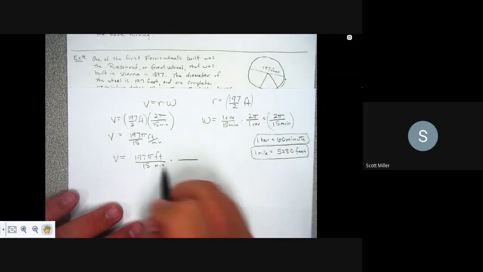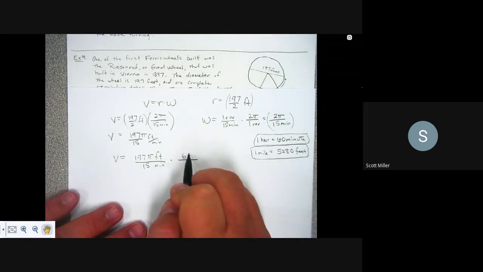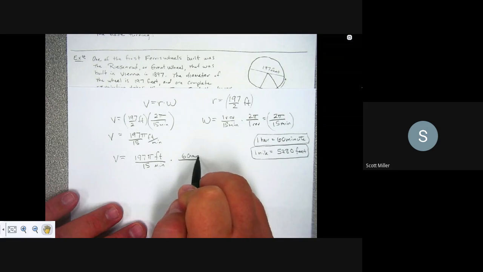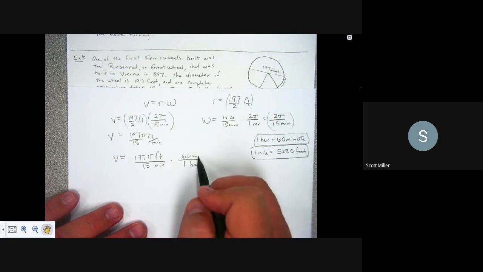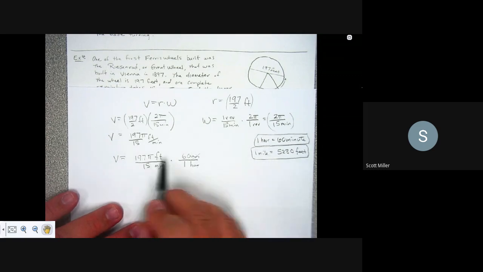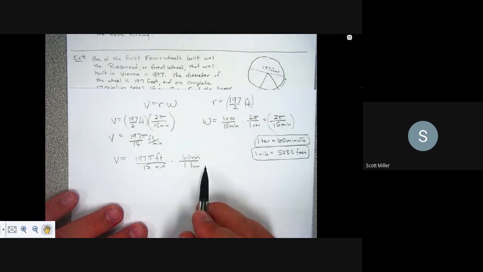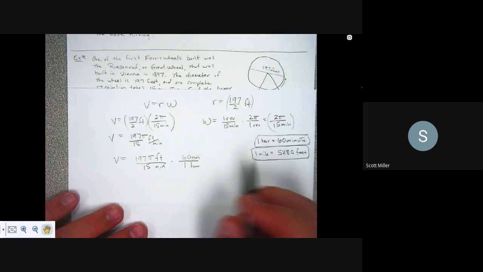Minutes here, so minutes go here, because I want the minutes to cancel out and leave me with 1 hour on the bottom. Right? It's miles per hour. So based off of this, my units are going to be feet per hour. So let's change the feet to miles.